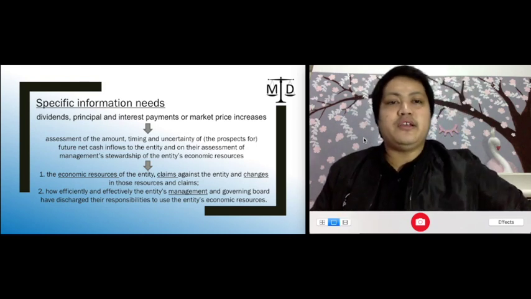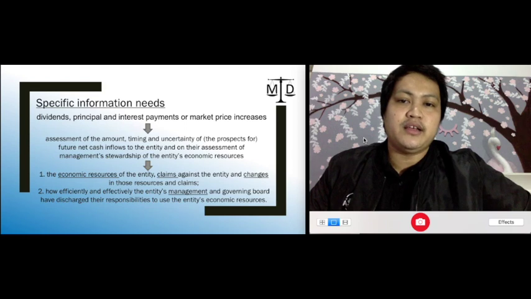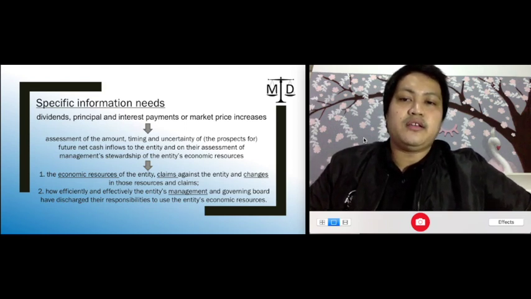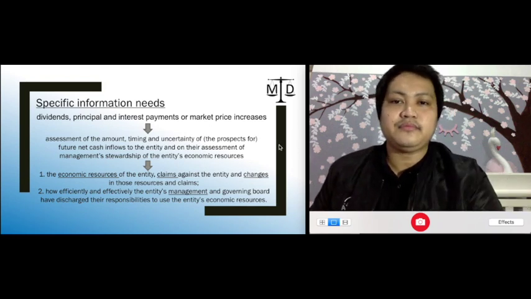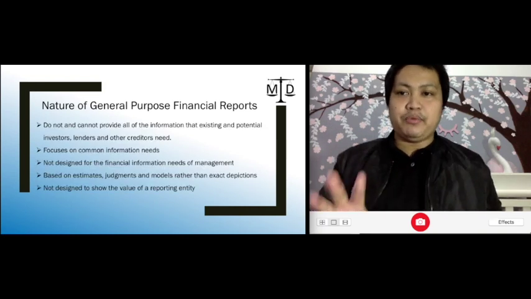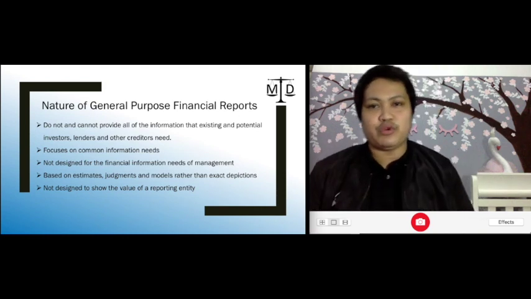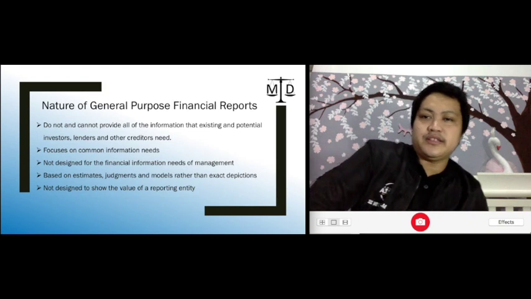So as mentioned earlier, the information from our financial reports can tell us how efficiently and effectively the management has discharged their responsibilities in using the resources of the entity. As to the nature of our general purpose financial reports, I'll remind you that this may be a good source for a multiple choice question. Which of the following statements is not correct? Which of the following statements is correct?